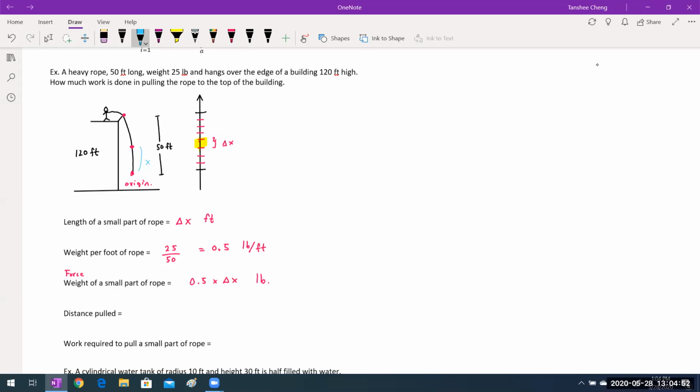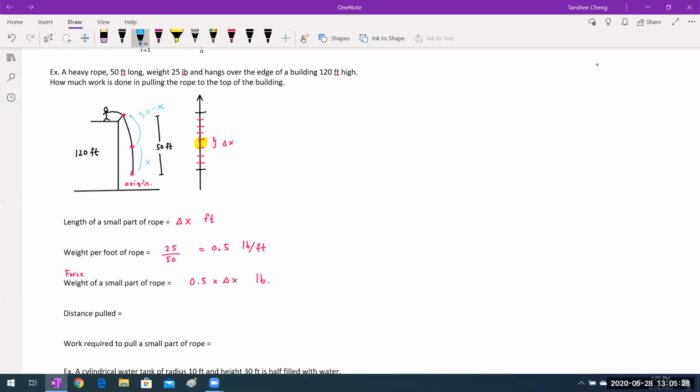So if I'm moving this section, this point, all the way to the top, the distance that we need to move is 50 minus x, because the whole entire rope is only 50. If we start from this point and go up, we only need to move 50 minus x. So that's putting your origin at the bottom, and from the origin to your point will be x distance, because this distance is always changing. Therefore the distance you need to pull it up is always changing.